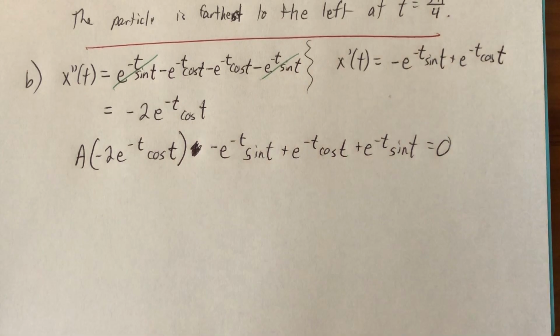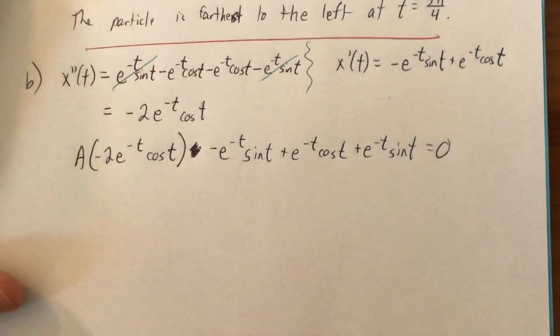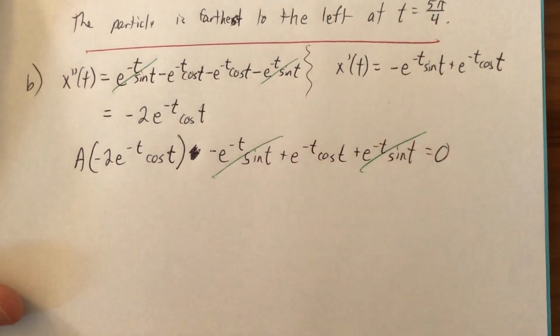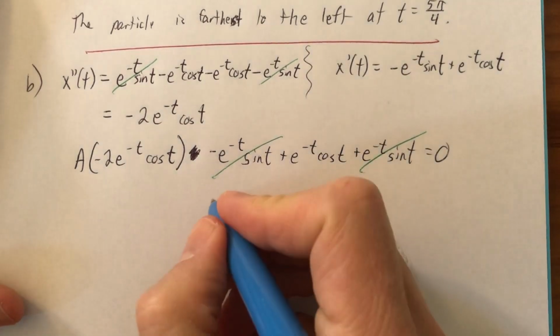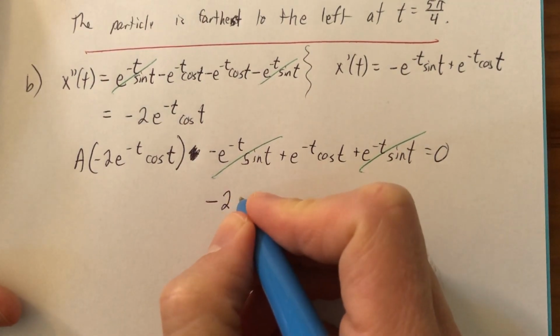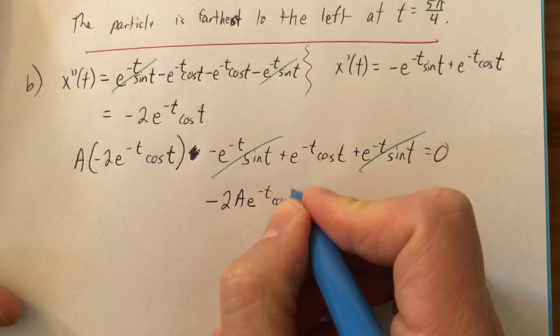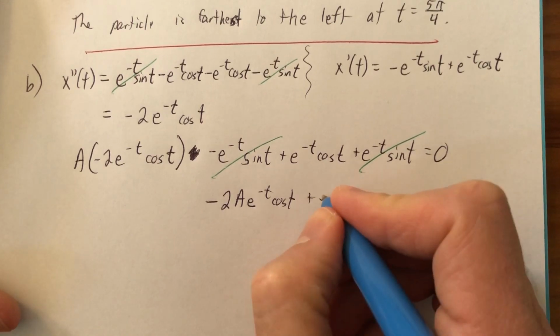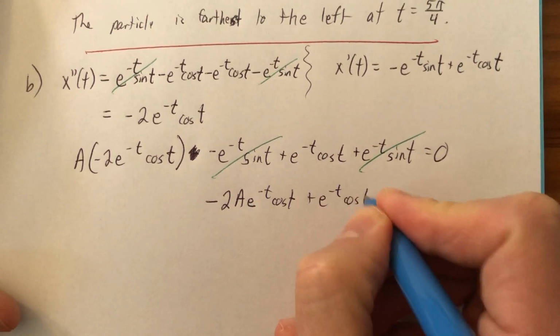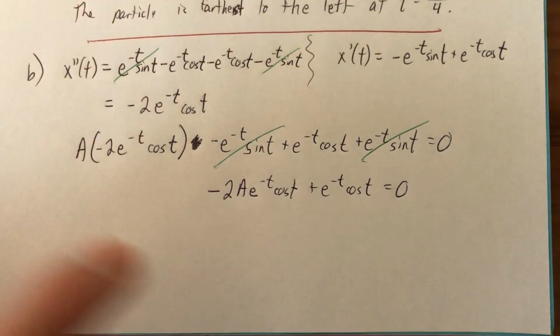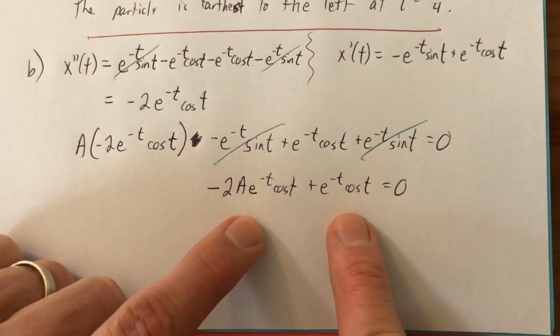And actually, it's going to be pretty straightforward because, once again, we have a couple things that cancel. This one and this one cancel out. And so we are left with negative 2a e to the negative t cosine t plus e to the negative t cosine t equals 0. So basically, I need these two things to cancel out. I want them to be the same.